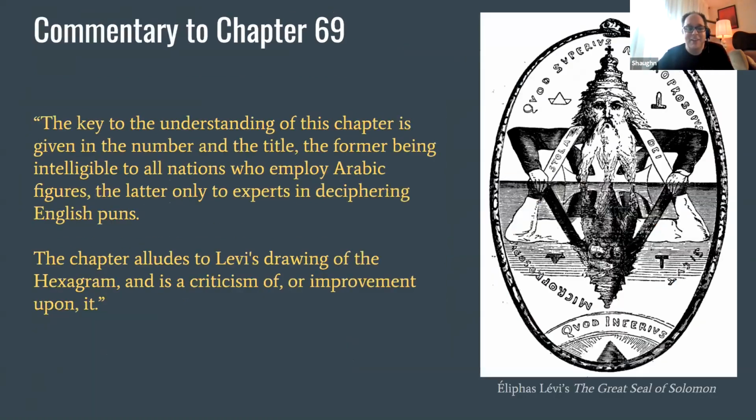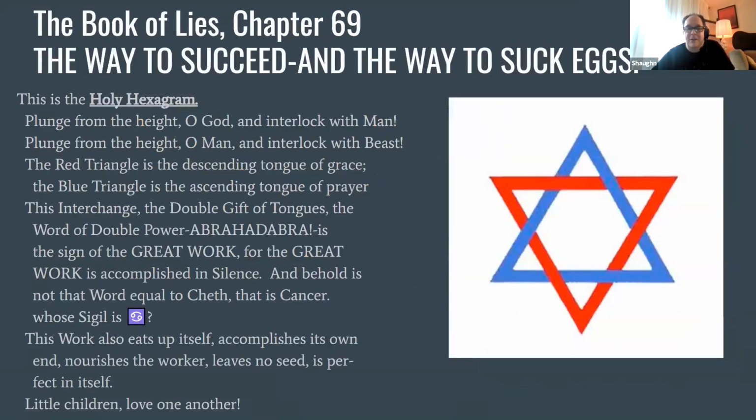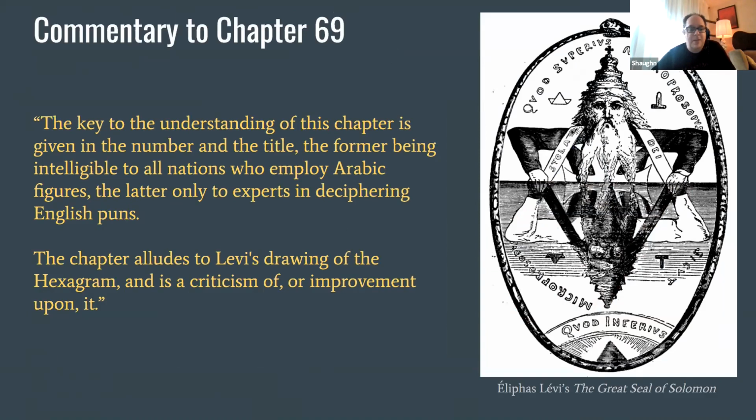Okay, so how to understand this chapter? Let's start with the commentary. The key to understanding of this chapter is given in the number and the title. The former being intelligible to all nations who employ Arabic figures. Okay, so clearly 69. The latter only to experts in deciphering English puns. So it took me a minute to figure this one out. But just the way to succeed and the way to suck eggs. So I'll leave that to your own ingenuity.